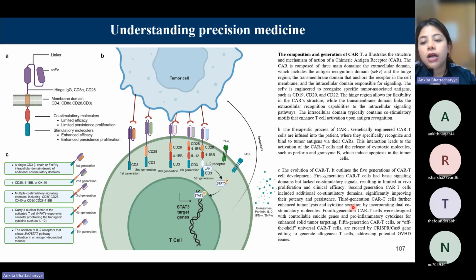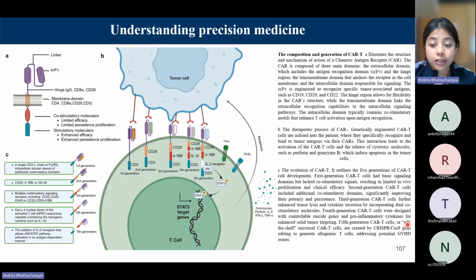Then fourth generation CAR T cells were designed with controllable suicide genes and pro-inflammatory cytokines for enhanced solid tumor targeting. So they carried a nuclear factor of activated T cell, NFAT, responsive cassette containing transgenic cytokines like IL-2. They modified it even further in the fourth generation, where it had these suicide genes, which led to even more enhanced effects. Let's keep it to that.